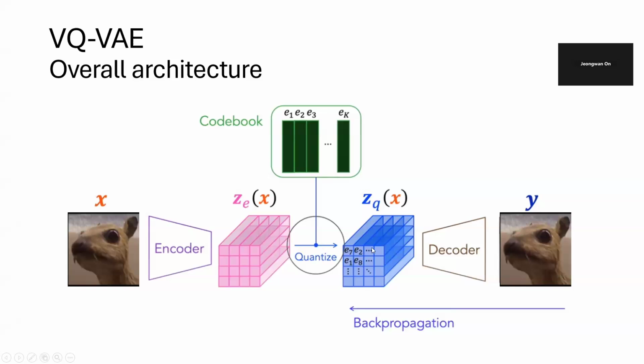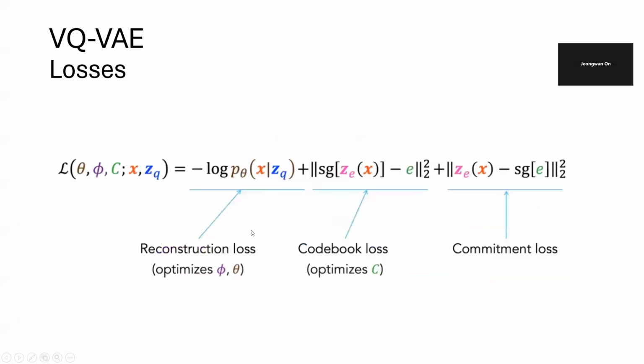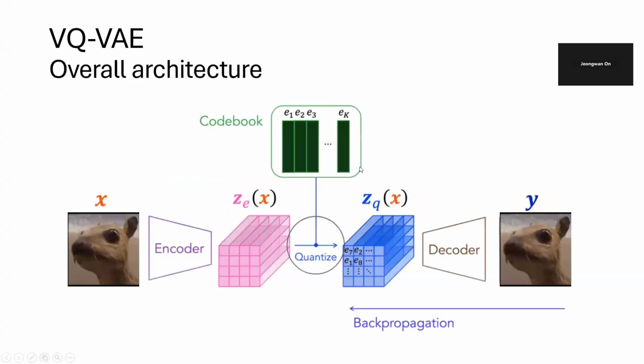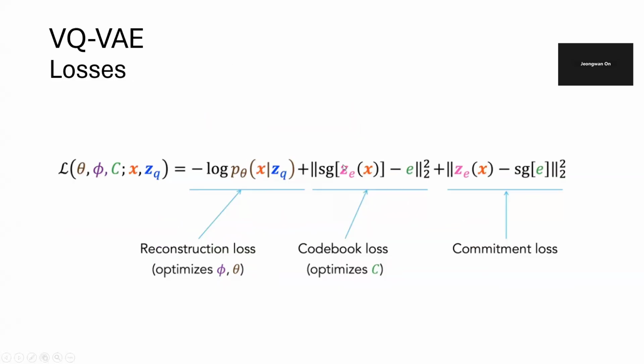And once we have this full feature space, we feed it to the decoder, and the decoder is supposed to reconstruct the image. So for losses, there are three components. There is first the reconstruction loss and the codebook loss. The codebook loss is used to train the codebook, which is the encoder's output minus the codebook vector, and there is a stop gradient on the encoder part.